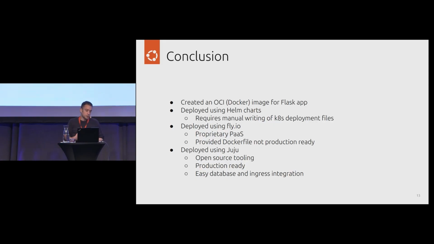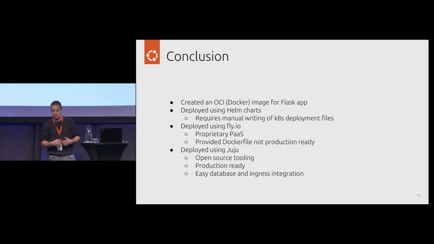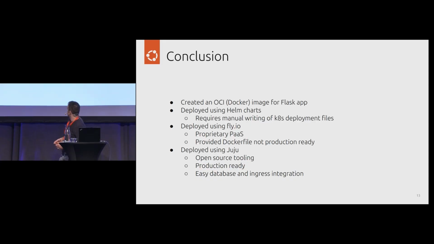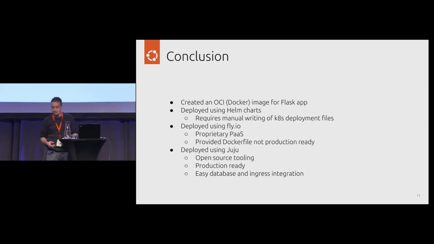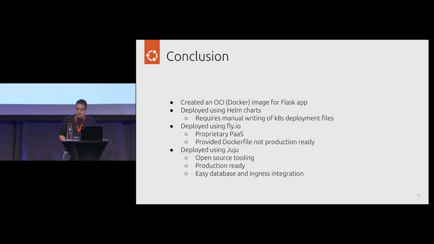It exposes all the power of Kubernetes, but you also have to do all the manual writing, and you have to have all the knowledge for that. The second option is Fly.io. That's a proprietary platform as a service. It's probably the simplest of them. If you are going to deploy a very, very simple application, probably it's the way to go, but you will also have to work with the Dockerfile as it was not production ready.